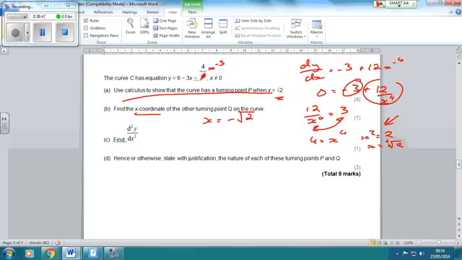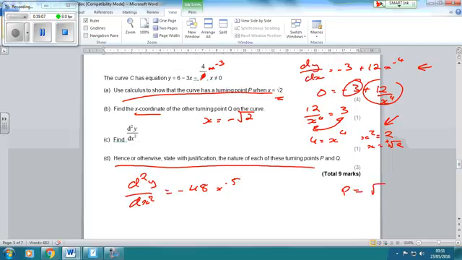Find d2y by dx squared. So here's dy by dx, let's differentiate that again: d2y by dx squared equals minus 48x to the minus 5. Hence or otherwise, state with justification the nature of each of the turning points P and Q. So if P equals root 2 and Q equals minus root 2, we've got to substitute both of those into this: minus 48 over x to the power of 5.